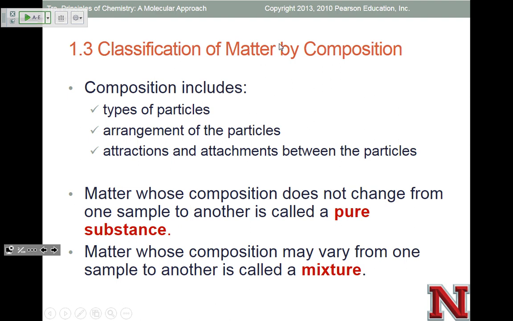So if matter's composition doesn't change from one sample to another, it's going to be a pure substance. We often will think of tap water as not a pure substance, that's a mixture. When we discuss water in chemistry and science, we're discussing DI water, which is an actual sample of H2O, as pure of water as we can get. So when we have a mixture of different compounds, that's going to be called a mixture. But if we have only one compound or one element, that's a pure substance, and a pure substance has properties that are not going to change from one sample to another.